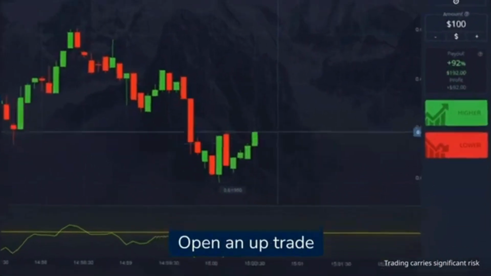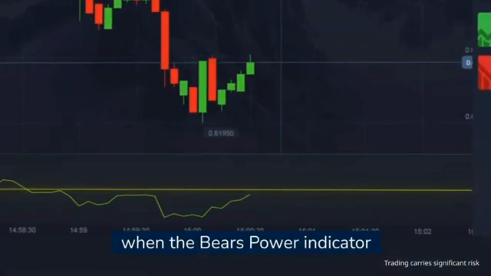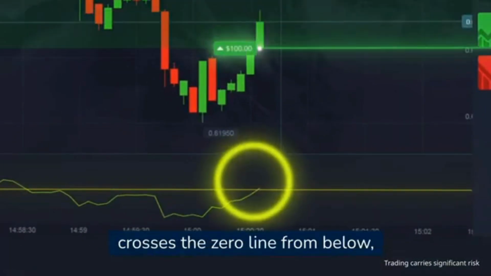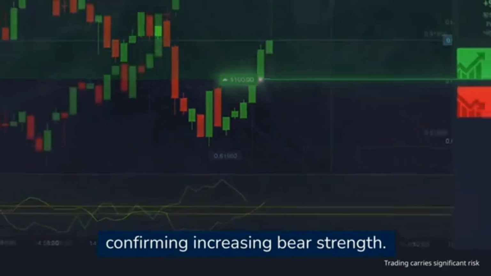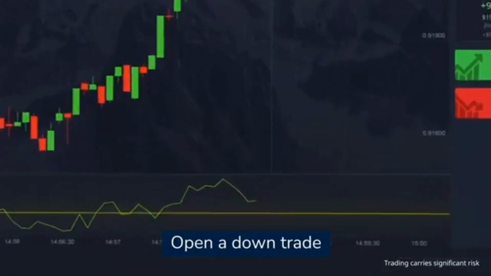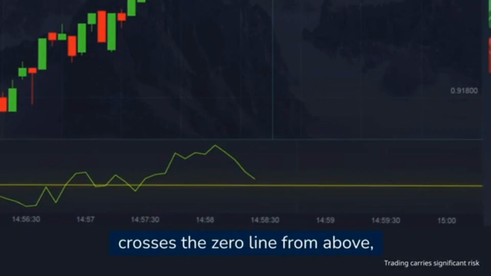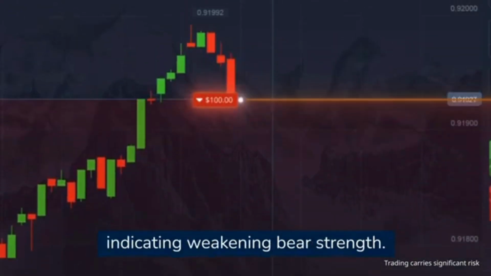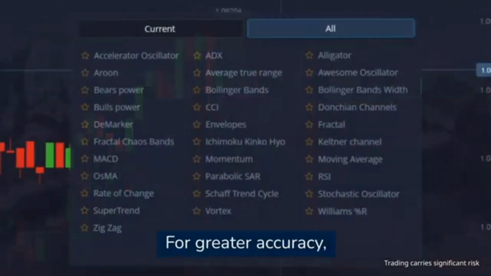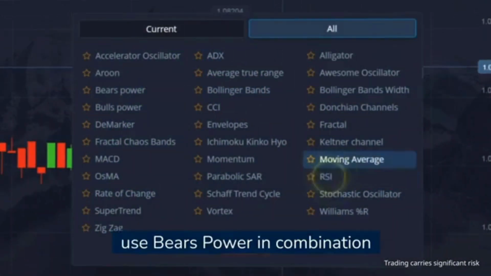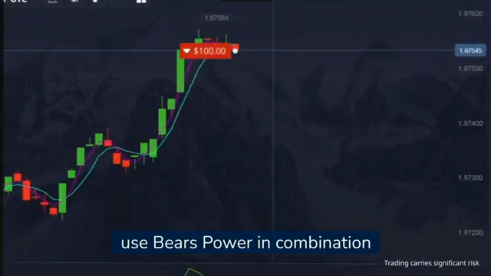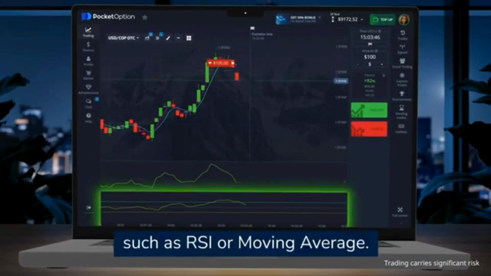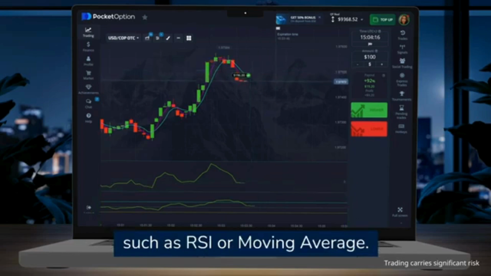Open an up trade when the bear's power indicator crosses the zero line from below, confirming increasing bear strength. Open a down trade when the indicator crosses the zero line from above, indicating weakening bear strength. For greater accuracy, use bear's power in combination with other indicators such as RSI or moving average.